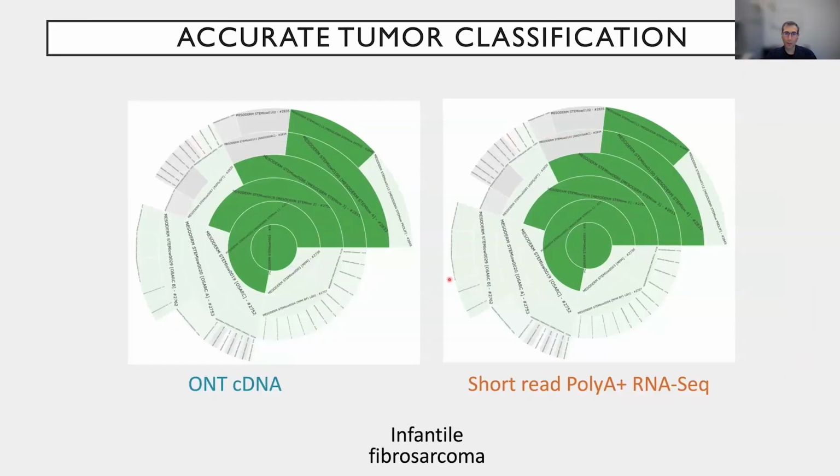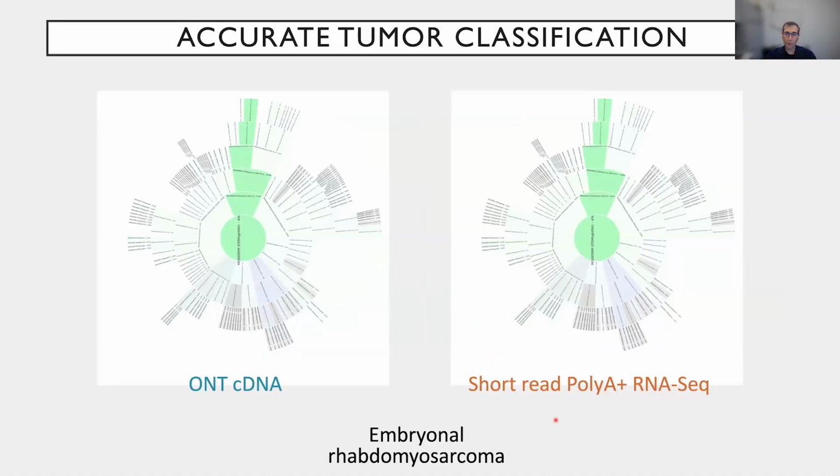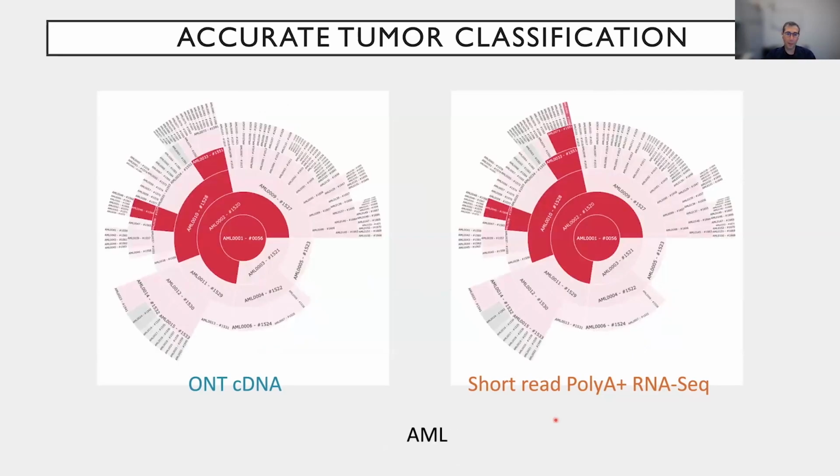And here, just to show you the paired plots that are constructed in the same way that I already presented, the Oxford Nanopore cDNA data is shown on the left and the short read on the right, and I just want you to appreciate that even down to, let's say, 1, 2, 3, 4, 5, 6 levels deep, you have identical classification for this infantile fibrosarcoma, alveolar rhabdomyosarcoma, another alveolar rhabdo, an embryonal rhabdomyosarcoma, synovial sarcoma driven by fusion, as well as some other fusion-driven cancers that I've presented, an AML.